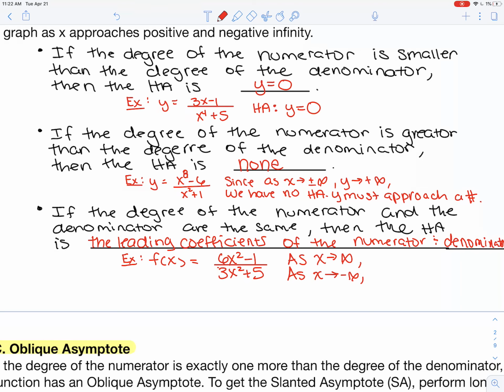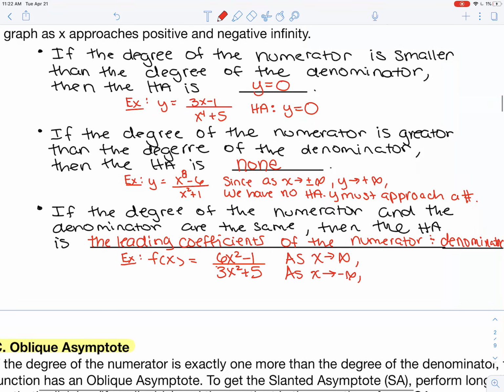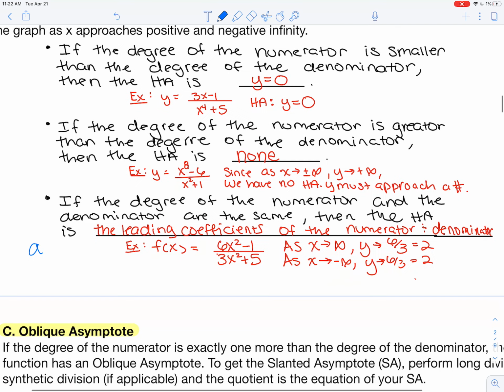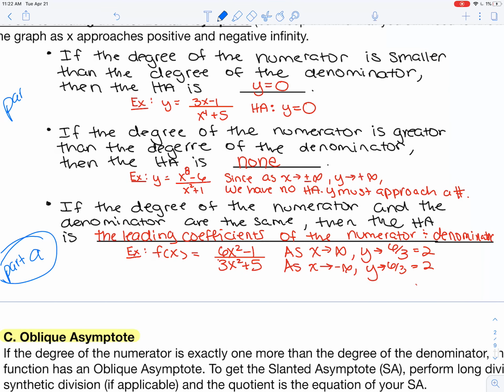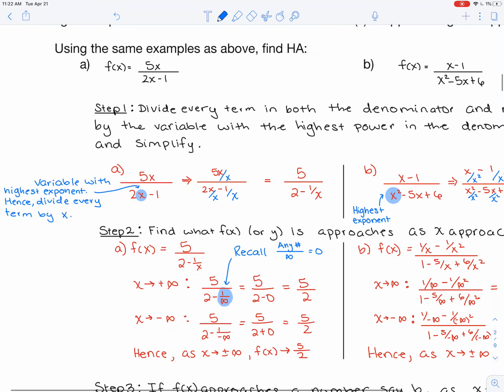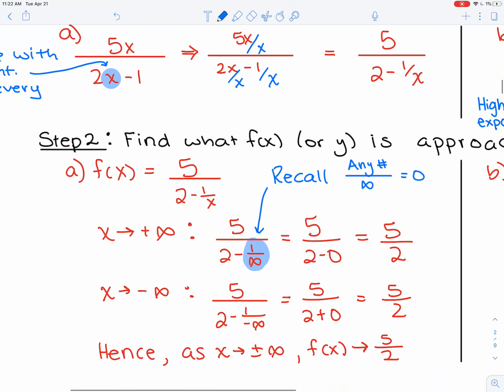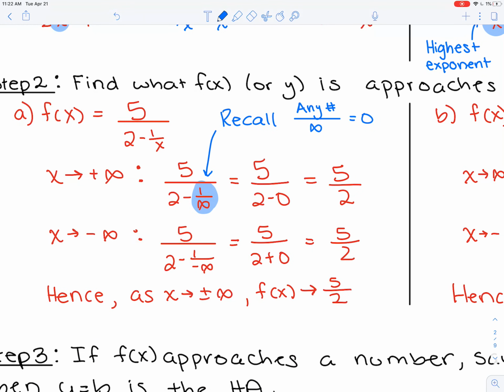Okay, so the last one is, what if the degree of the numerator and the degree of the denominator are exactly the same? Well, if they're exactly the same, it turns out that we're going to approach a number. Okay, and this is like our situation in part A. Again, in part A, the degree of the numerator and the degree of the denominator are both 1, and hence we got a number, 5/2.